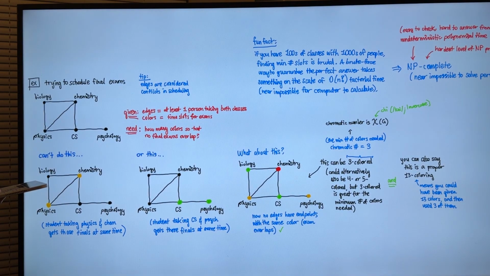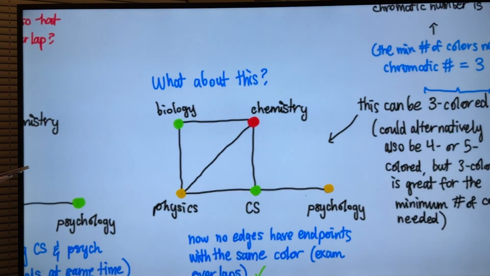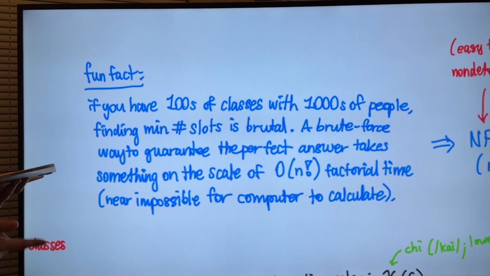And actually, before we move on, I want to point out something funny about this. So this is just with final exam scheduling for 5 classes, some of which have edges between them. But get this, here's a fun fact. Now let's say you have hundreds of classes with thousands of people. In that case, finding the minimum number of time slots is going to be brutal. You're definitely probably going to want to throw more colors in and be like, okay, let's just use as many colors as we can to make this less painful, right? Because finding the minimum number of time slots with that many classes, that many people, that's going to be exhausting.